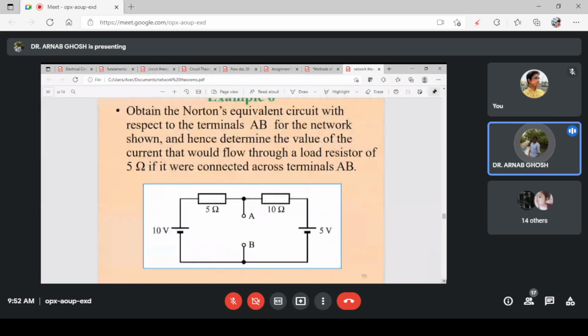So let us say you have to obtain the Norton's equivalent circuit with respect to the terminals AB across which a load resistor will be connected later. See, if there was a 5 ohm resistance, this 5 ohm resistance will be connected here. You have a circuit having 10 volt and 5 volt, that is two voltage sources, and two resistances of 5 ohm and 10 ohm given to you.